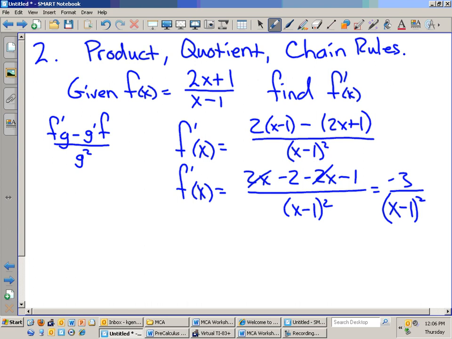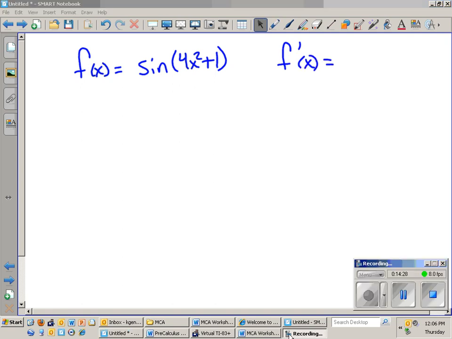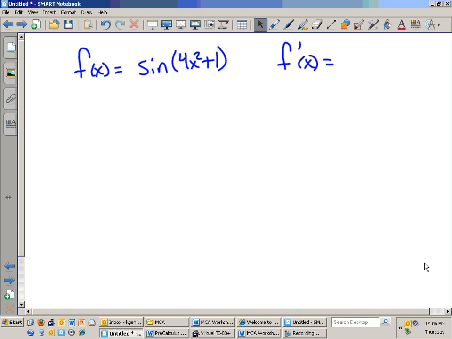I'll give you a basic example of a chain rule, and then we're going to do the product rule. Product rule is just so easy by itself. Generally, the product rule is used in connection with the chain rule. So let me give you a chain rule problem, see what you can do there. What if f of x is equal to sine of 4x squared plus 1, and you want to find f prime of x? Can you do that?